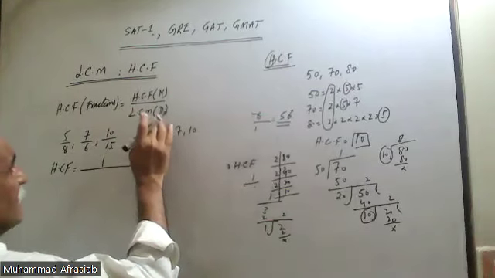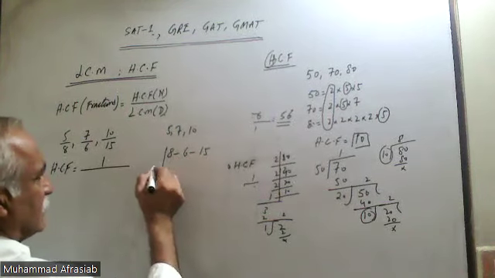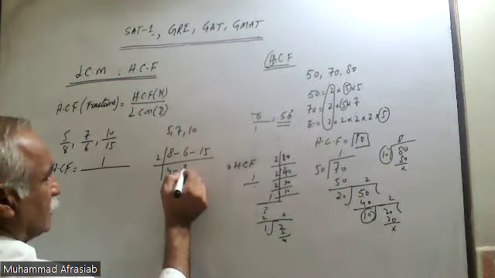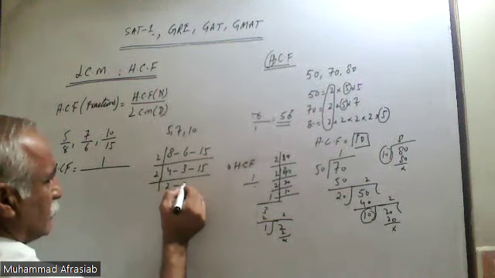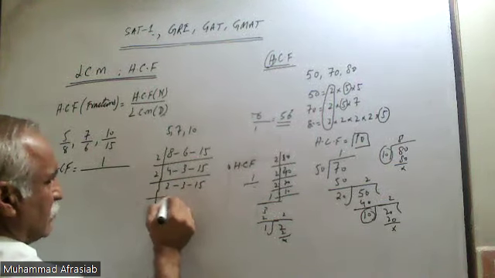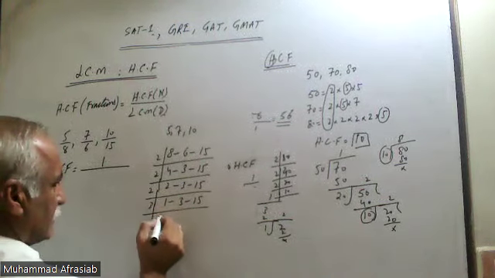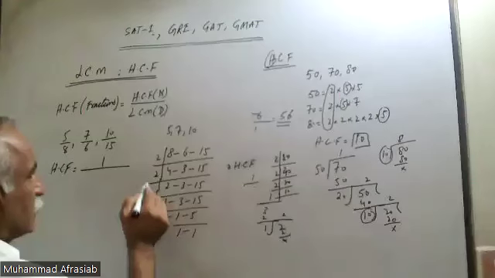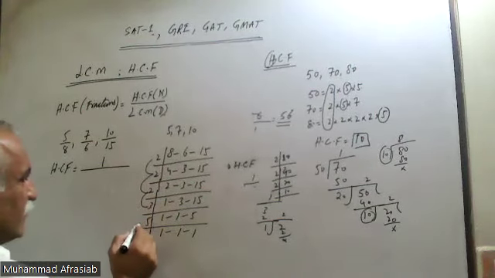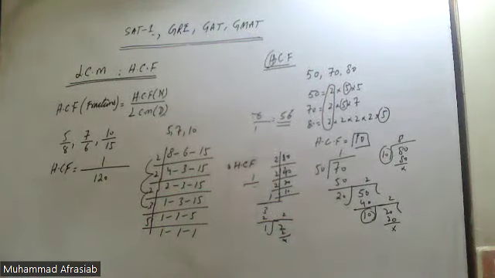Now we use the LCM of denominator. The denominators are 8, 6, 15. So 2 fours are 8, 15 as it is, then divide by 2, then again by 2, then by 3, then by 5. So 2 fours are 8, 3 eights are 24, 5 twenty-fours are 120. So the HCF of these three fractions is equal to 1/120.